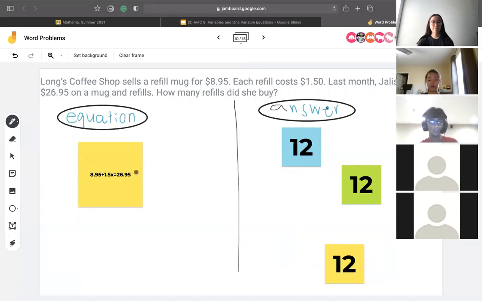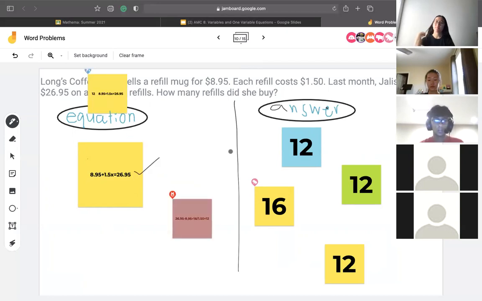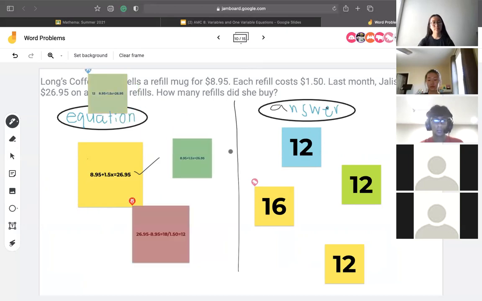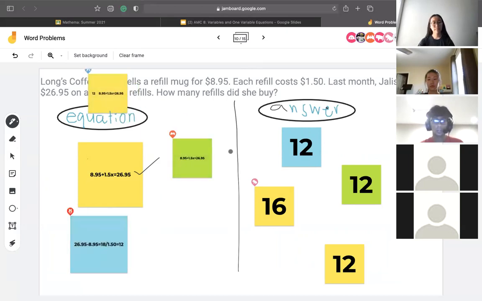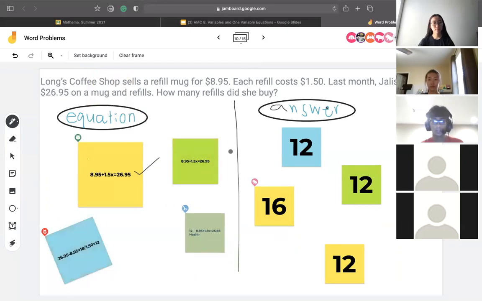Okay, so I see people are putting answer is 12. I see a 16. I'm going to give you guys the equation. $8.95 is for a refill mug, and then each refill would cost $1.50. So $8.95 plus $1.50 times each refill. And the amount of refills we can say is X. So $8.95 plus $1.50 times X is going to be equal to $26.95.